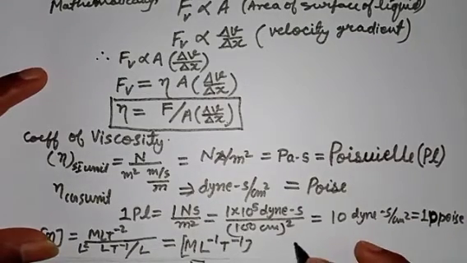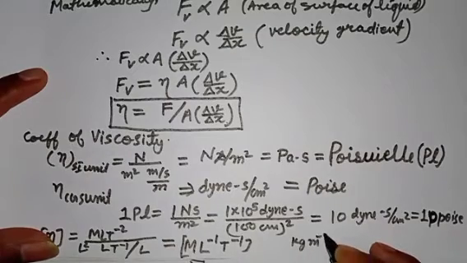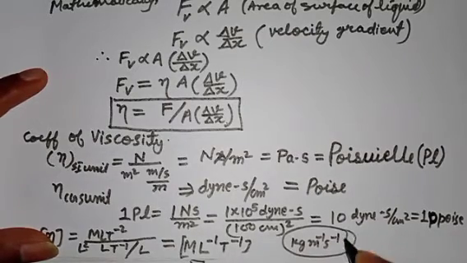So its another unit can be kg per meter per second. This also you can remember.